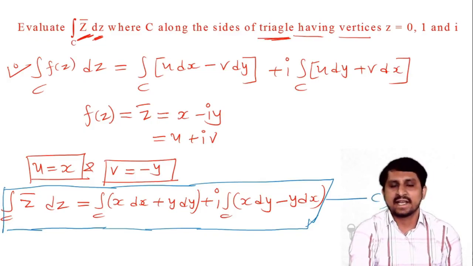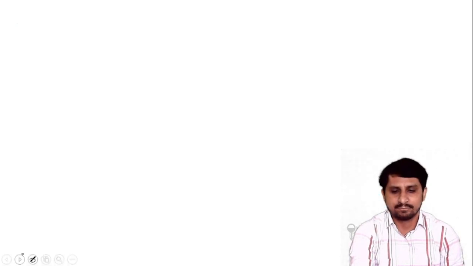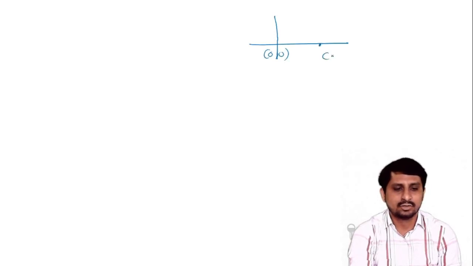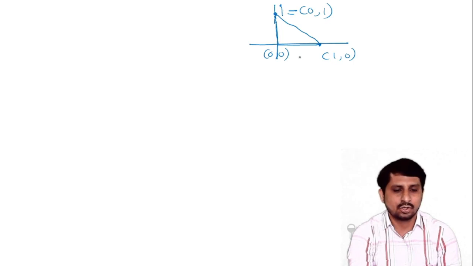Now the next target is to find all the equations of the lines of the triangle. Try to understand very carefully. This is my triangle: 0 0, then 1 0, and i means 0 1. So this is i, equal to 0 1. I am going from 0 0 to 1 0, then from 1 0 to 0 1, and then 0 1 to 0 0. Let's name the points: this is A, this is B, and this is C. This line segment is C1, this is C2, and this is C3.